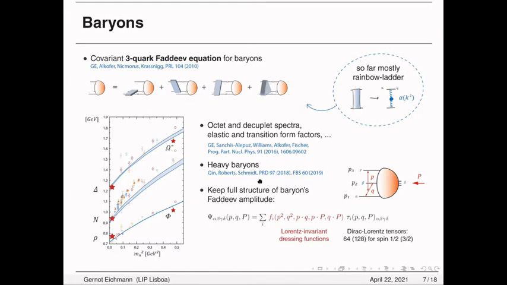In practice, what we do is we keep the full structure of the Bethe-Salpeter and Faddeev amplitudes. If you take all the traces, then this boils down to an eigenvalue equation for a large kernel matrix. For a three-body system, the dimension of the matrix is typically of the size of a million by million up to a billion by billion.